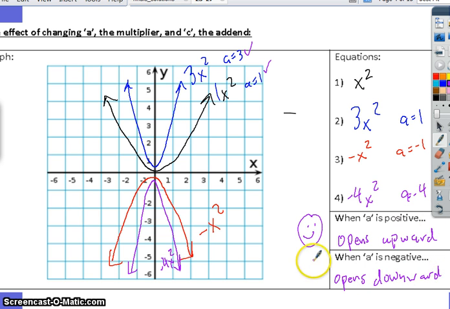Opens downward. So these two parabolas are frowning parabolas, and the reason they're frowning is that the first parameter, a, the thing in the front, is negative. So here are some positive parabolas, and here are some negative parabolas. All right, pause here.